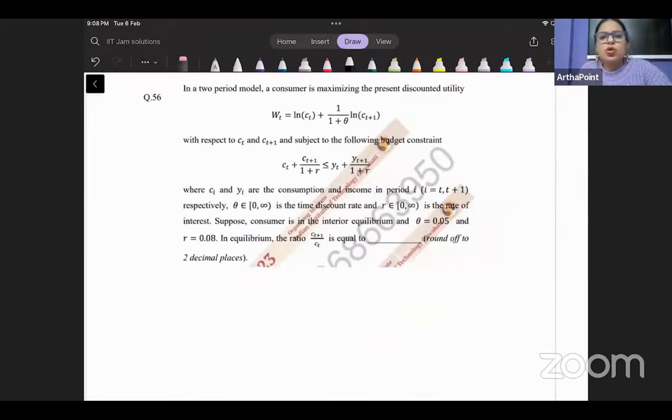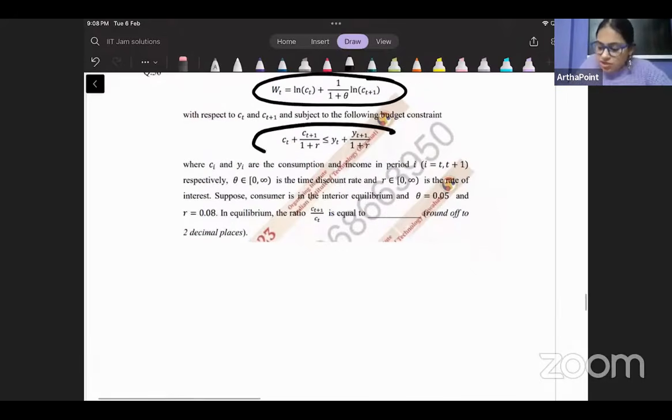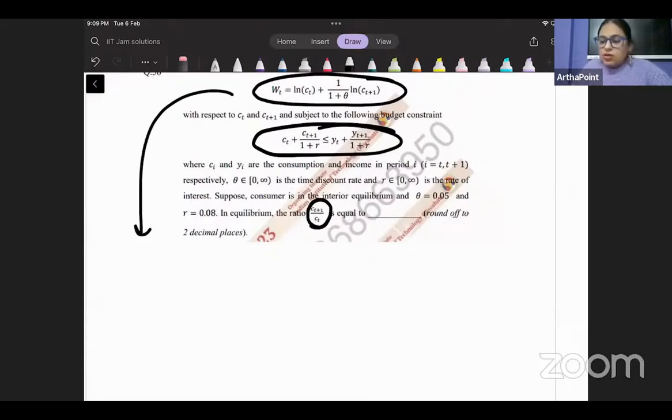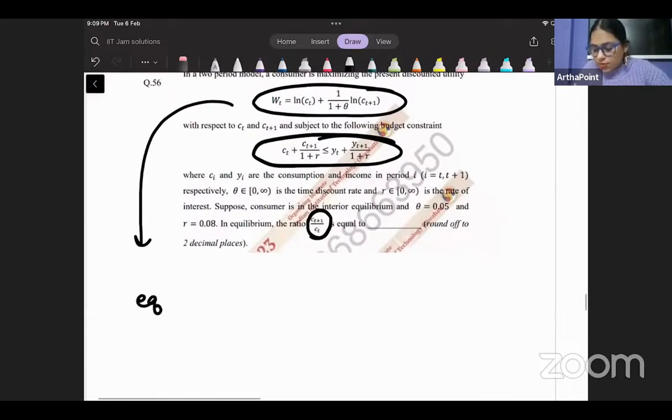Okay, come to the next question. Very easy question. बहुत ही आसान question है. Notice that the level of microeconomics has not been very difficult in the IIT paper, which is a very good thing. Beta, you are given this utility function, right? You're given the budget line. It is asking you to find CT plus 1 by CT. Tell me something. What is my equilibrium condition?